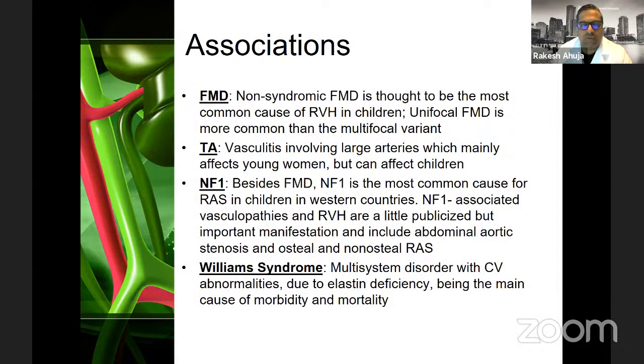Some of the salient aspects of the diseases we talked about: FMD, especially the non-syndromic ones, is thought to be the most common cause of renovascular hypertension. Takayasu's is a vasculitis involving the large arteries, which mainly affects young women, but it can also affect children. NF1 is another most common cause of renal artery stenosis in children in Western countries. These are little publicized as a combo, but they are something we should be aware of. Williams syndrome is another one, a multi-system disorder with cardiovascular abnormalities, and it results from elastin deficiency. It can cause renal artery stenosis and significant morbidity and mortality.